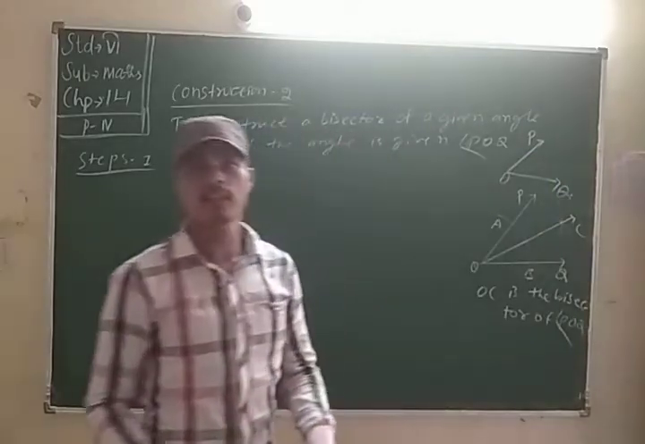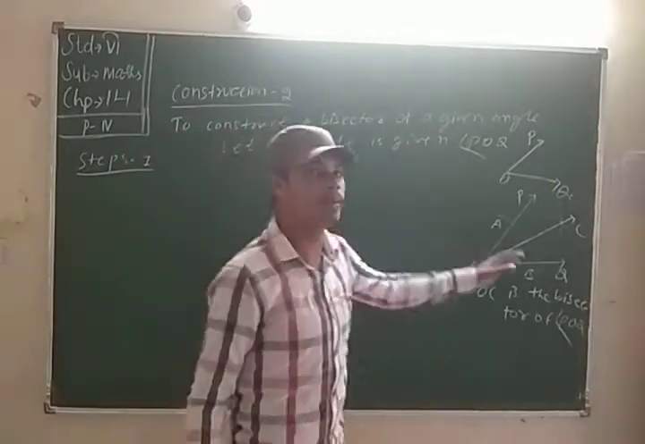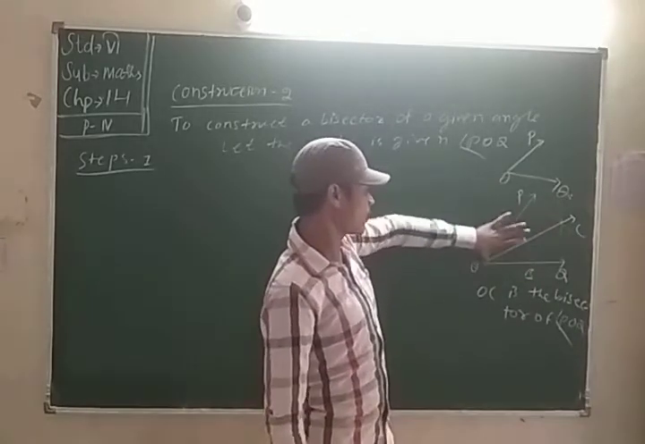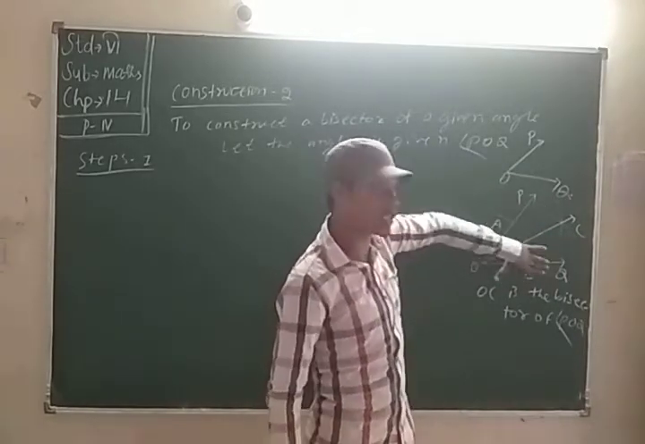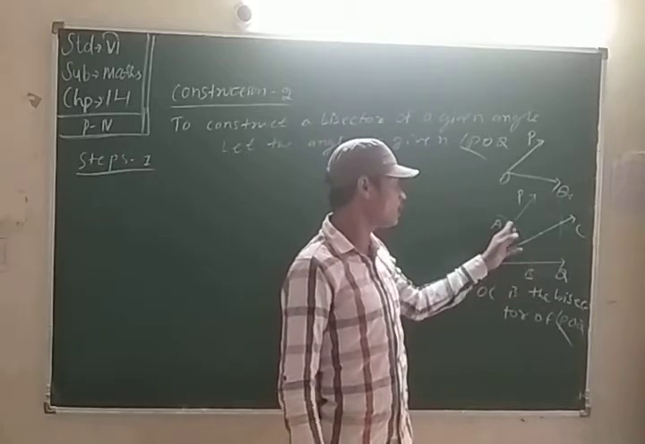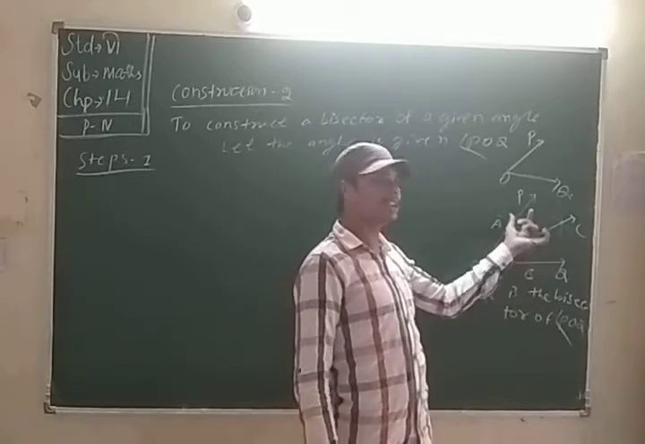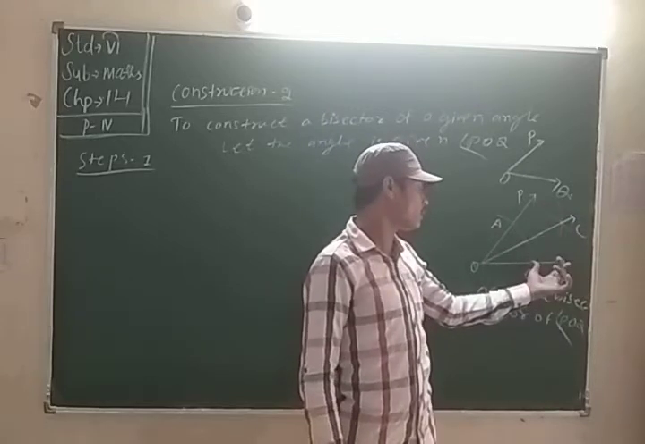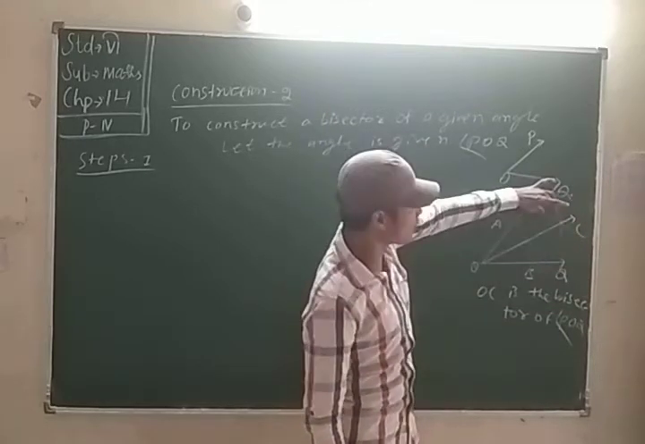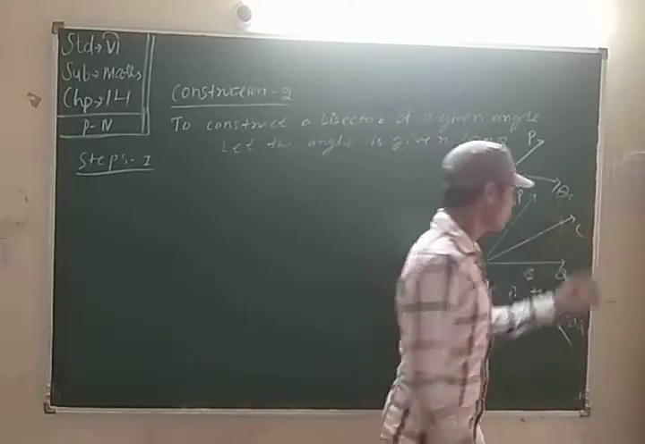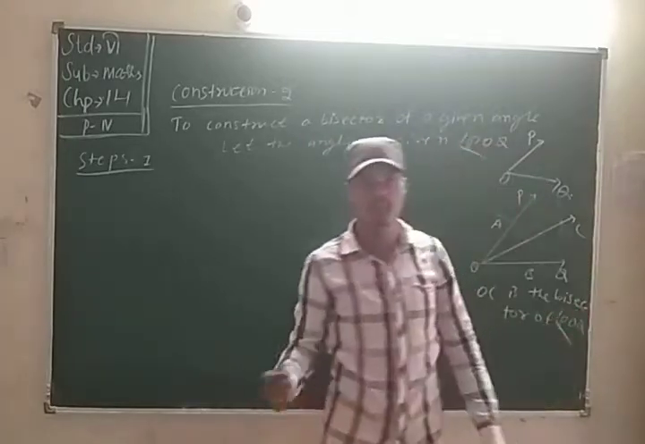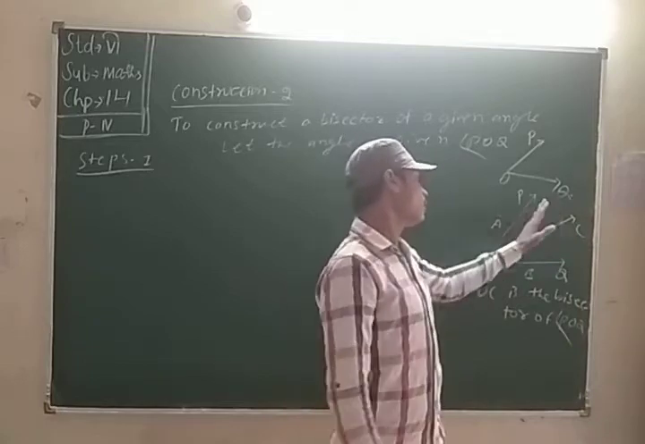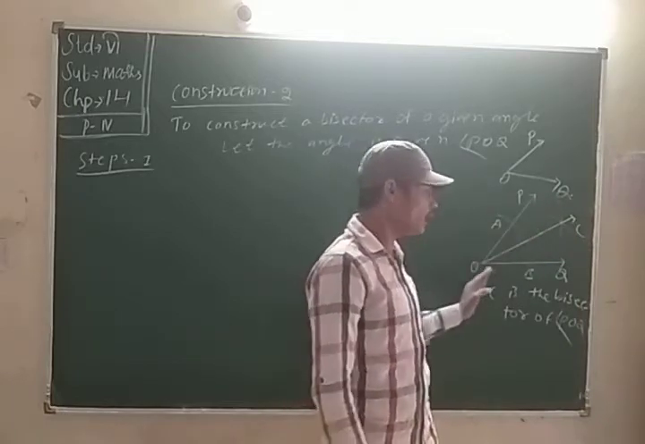Now I will tell you the steps. First, the angle is given. Then we take an arc and cut both arms OP and OQ. When we cut both arms, we name the points A and B. Taking center A, draw an arc, and taking center B, draw another arc. Both cut each other at another point; name it C. When we join O and C, OC is the bisector of angle POQ.